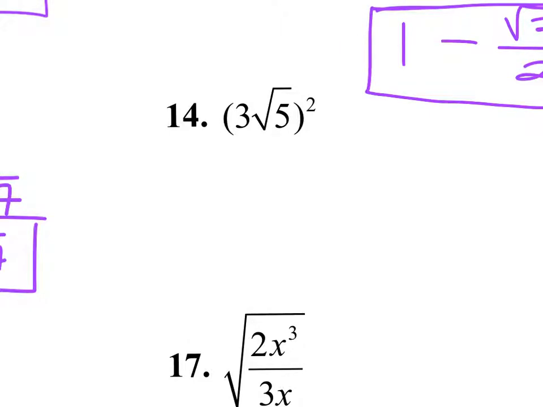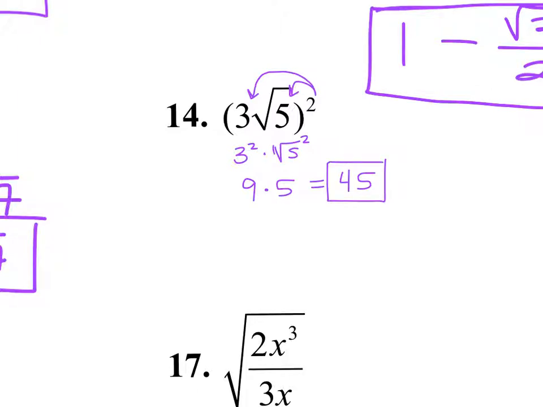Okay, 14. You're squaring 3 rad 5. So you kind of need to think of this like distributive property a little bit. This is 3 squared times the square root of 5 squared, right? You're squaring both parts of it. What's 3 squared? 9. What's the square root of 5 squared? 5. So your answer is 45, right? The square root and squared, they cancel each other out. So just 45.